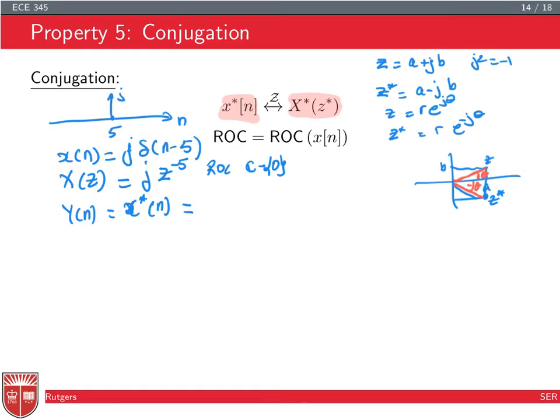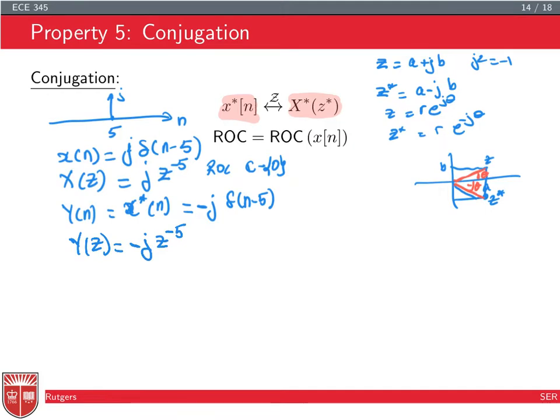So this means that y[n] is minus j delta[n minus 5], because you just take the conjugate of the values. Now, if you do Y(z) by just applying the formula, you're going to get minus j z to the power minus 5.